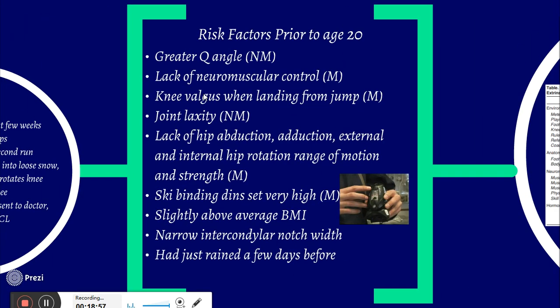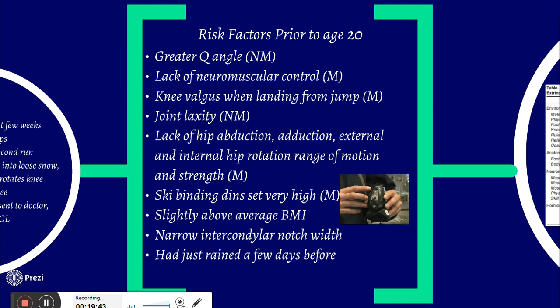Looking back on our case study, we're looking at some risk factors this potential case could have had before the age of 20. This person could have had a greater Q angle. They could have had a lack of neuromuscular control. If they had been screened when landing from a jump, we might have seen their knee move inwards. They could have had increased joint laxity, and deficits in range of motion and strength around the hip and the knee.